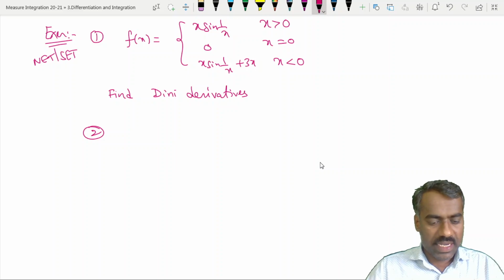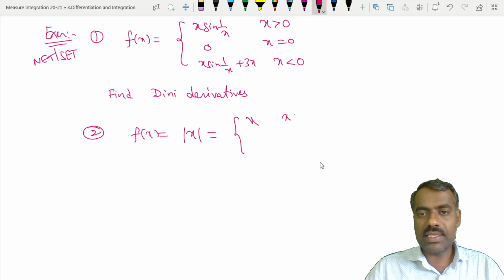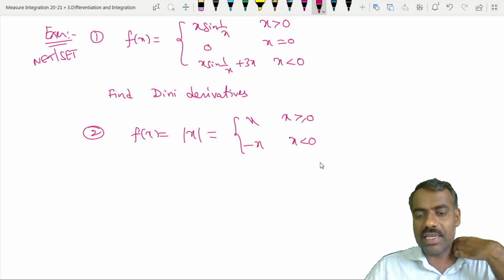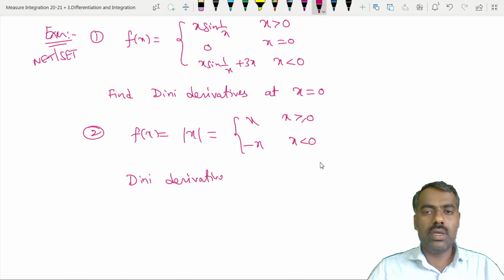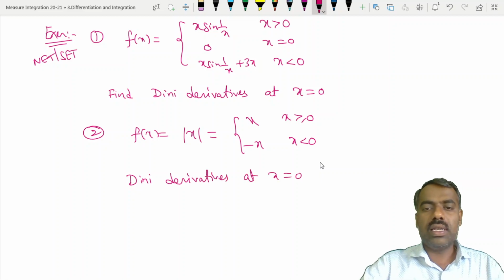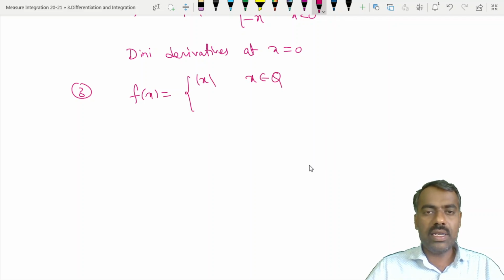Then the second one: define f of x as mod x, that is x if x is greater than or equal to 0, and minus x if x is less than 0. Here also find the Dini derivatives at x equal to 0, because the problem is only at x equal to 0. And the third one is f of x equal to mod x if x is a rational number, and 2 times mod x if x is an irrational number.